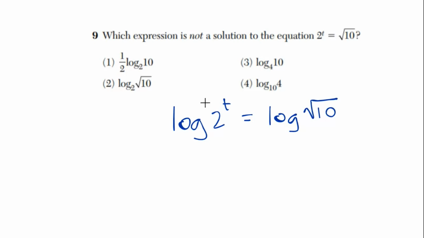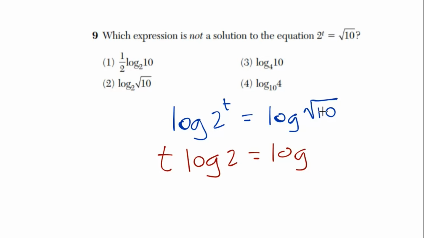Now what that does is that lets you use your property. This is all a review of your logarithmic properties, so if you don't know them, write them down. If my argument is being raised to some exponent, I can pull that out front as a coefficient. So this is the same thing as t times log of 2 is equal to log of the square root of 10.